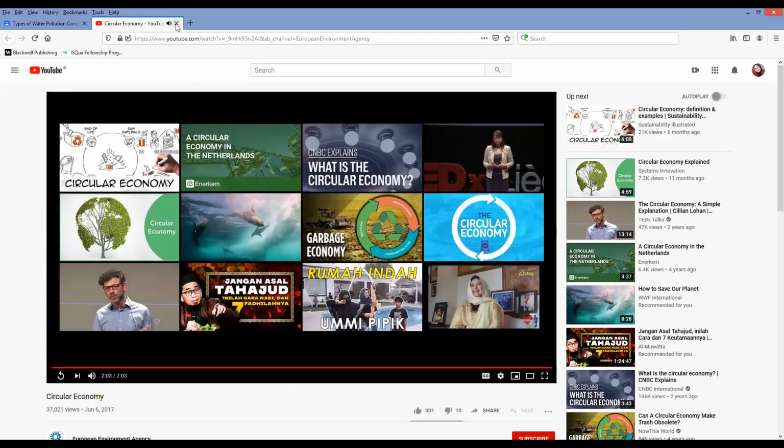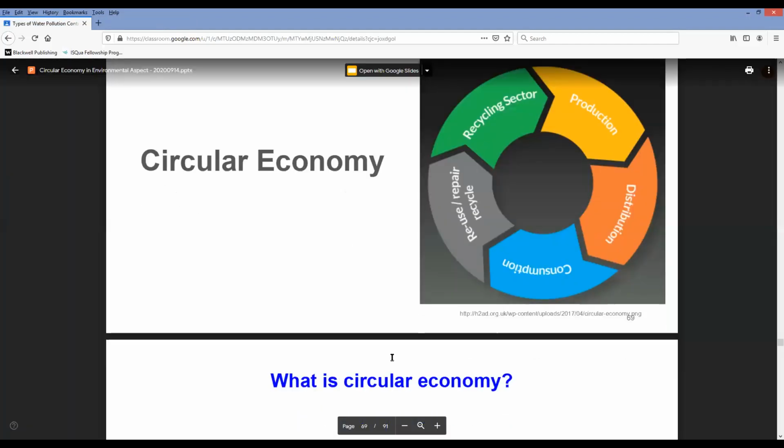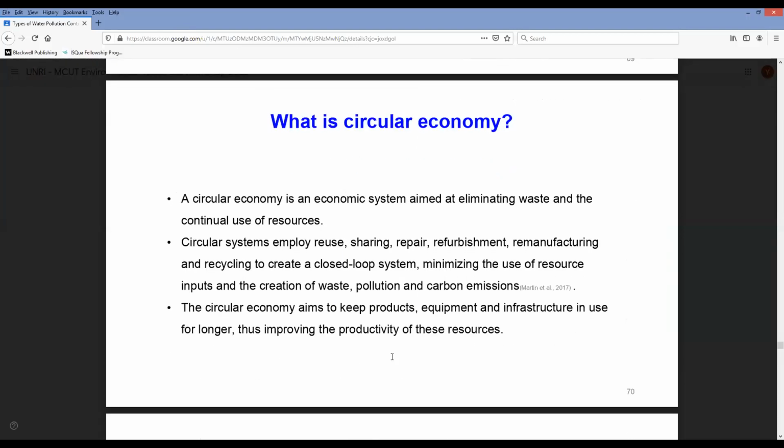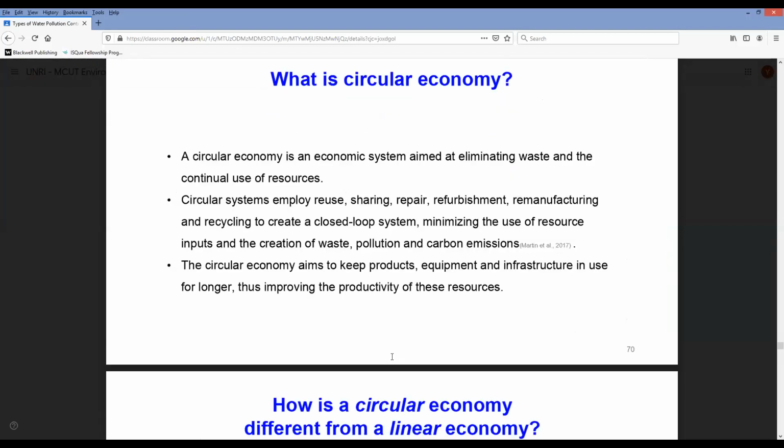Okay, thank you. Okay, so basically this is a kind of circular economy. So what is a circular economy? A circular economy is an economic system aimed at eliminating waste and the continual use of resources. It means when we generate waste, we try to recover it and reuse it over and over again. So it means we don't discharge the waste to our environment. Okay, so this is called circular economy.